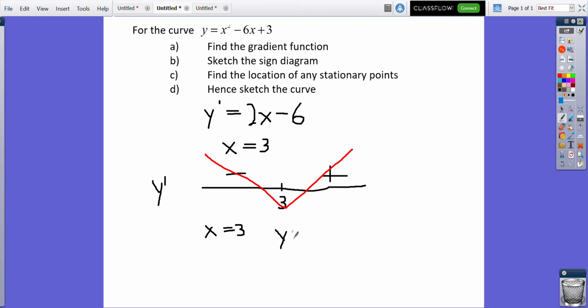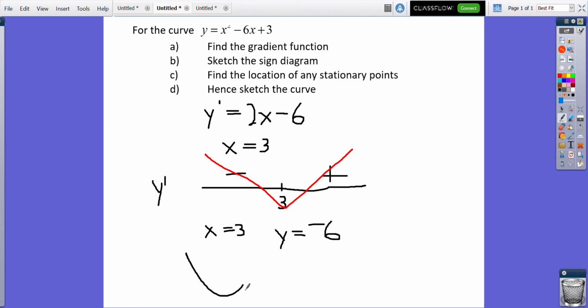I get y equals, what do we get? 9 minus 18 plus 3. 9 minus 18, negative 9, plus 3 is negative 6. So I've got the location of my stationary point. It's at (3, negative 6). The nature of the stationary point is a minimum, and I could sketch my curve.